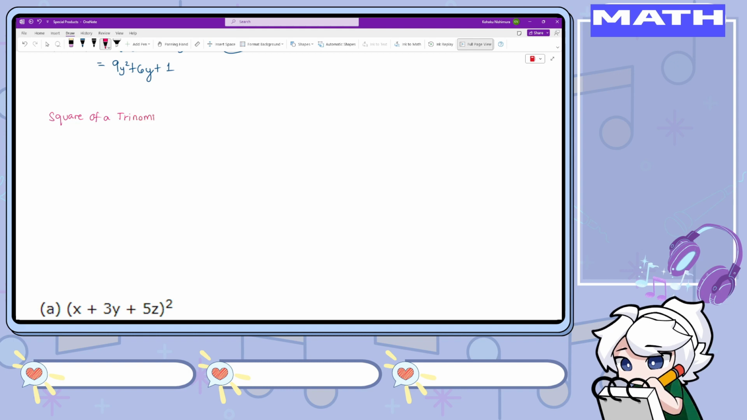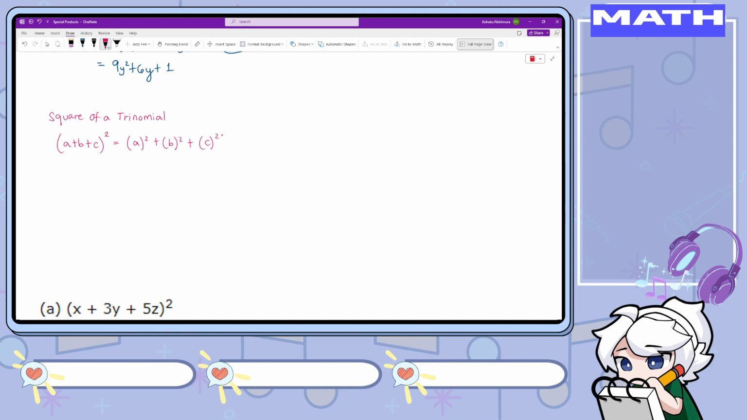If we have a square of a trinomial wherein we have three terms a, b, and c, or a plus b plus c depending on what is given, if we get the square of this one, all we need to do is get the square of the first term plus the square of the second term plus the square of the third term.